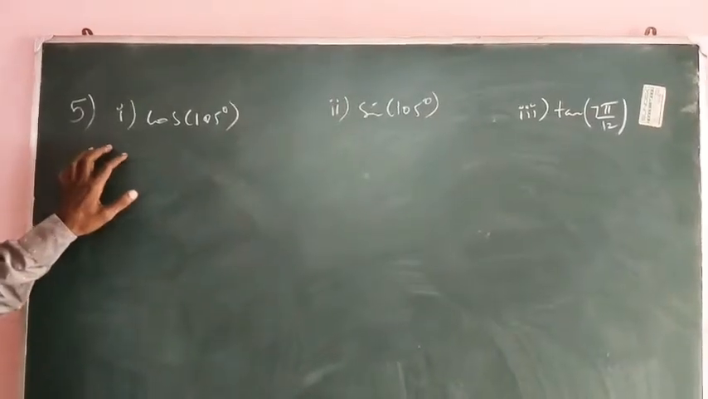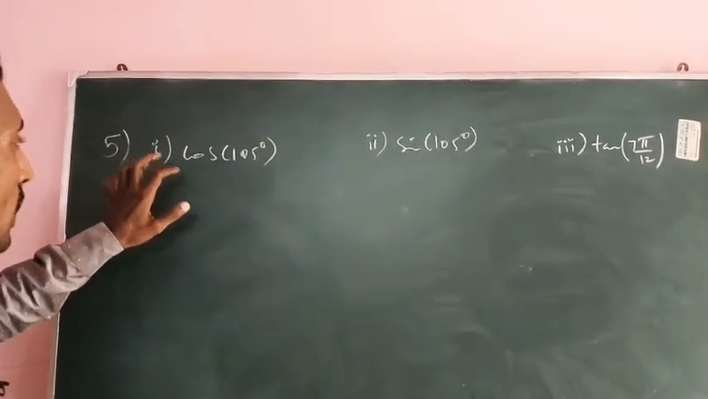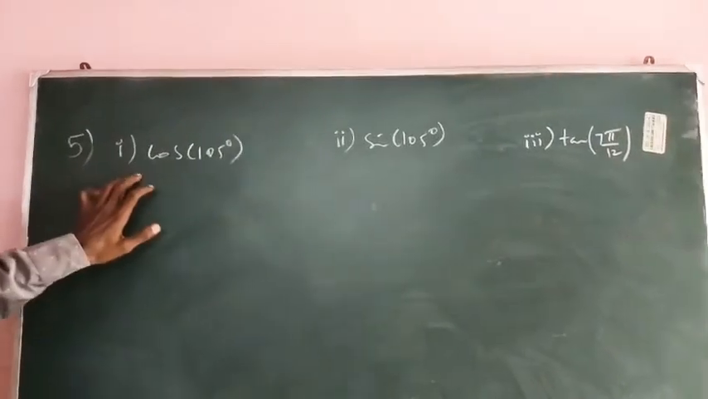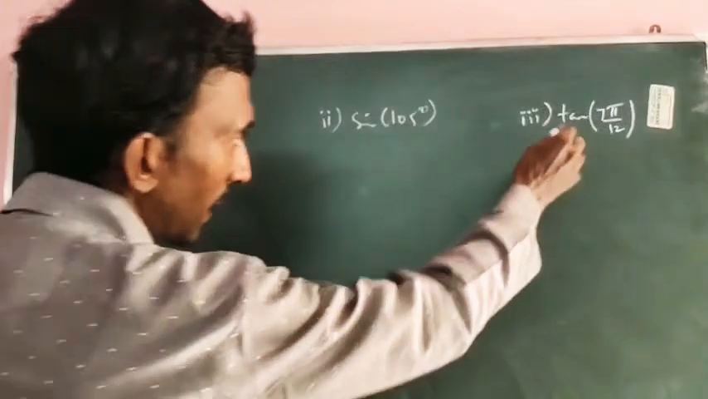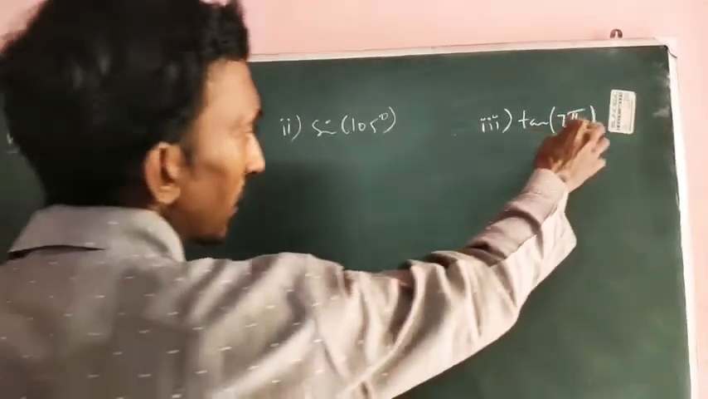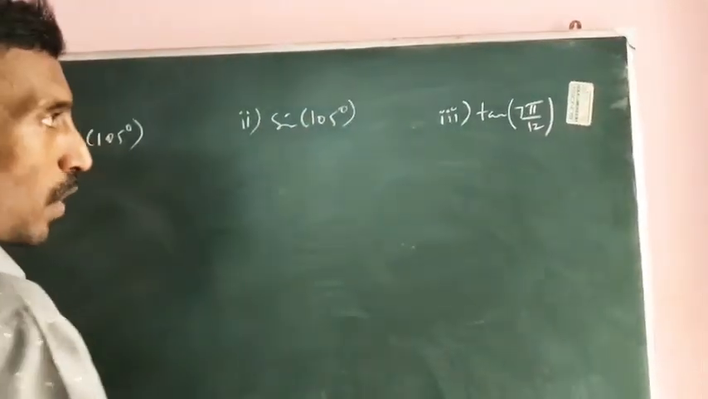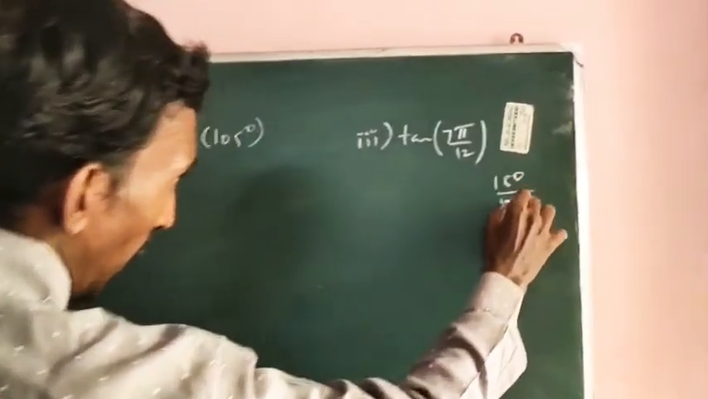Question number 5 in exercise 3.4. There are 3 subdivisions. Find cos 105 degrees, sin 105, and similarly tan 7 pi by 12. It is in radian measurement. Pi by 12 means 180 by 12.